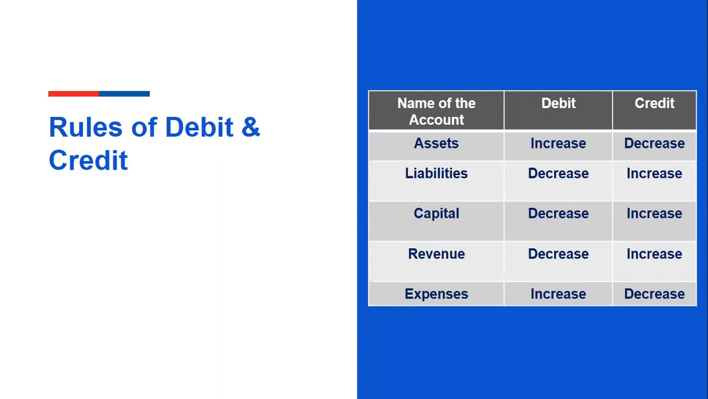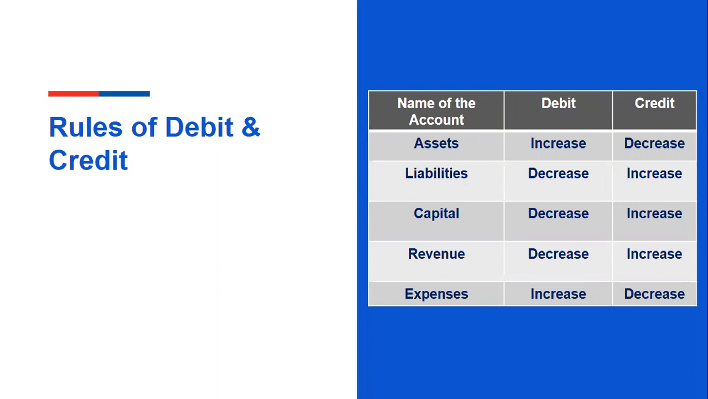Capital means the owner's investment. If capital is increasing, then you have to treat it as credit, and if capital is decreasing, then you have to treat it as debit. Revenue and expenses, you can see in the last options. If revenue is increasing, then you have to treat it as credit. Revenue is income, and income is a nominal account. So if revenue is decreasing, then you have to treat it as debit, and if revenue is increasing, then you have to treat it as credit in the transaction.